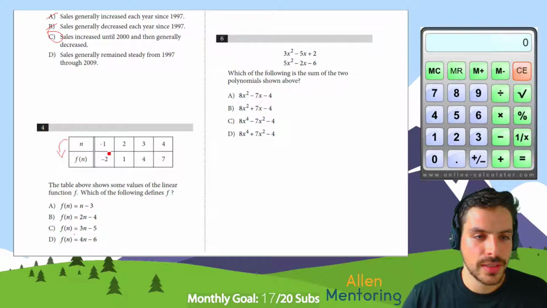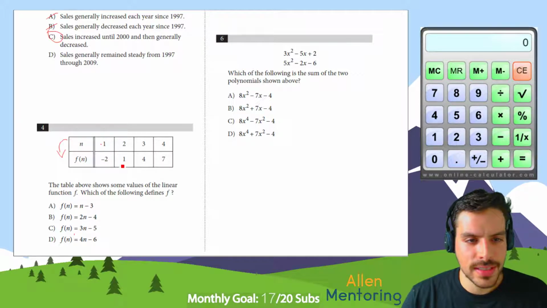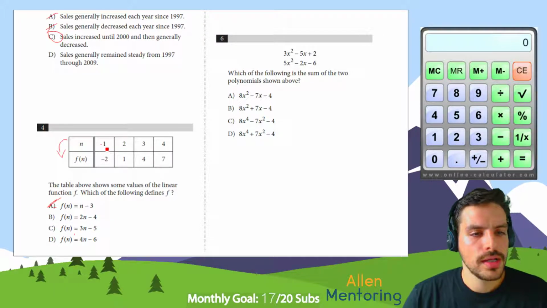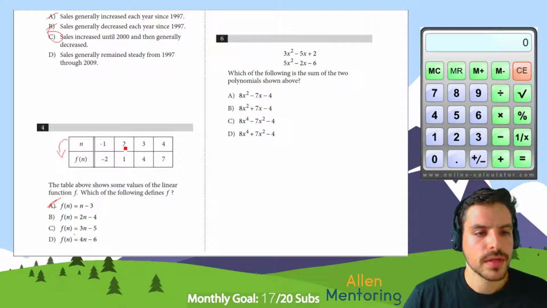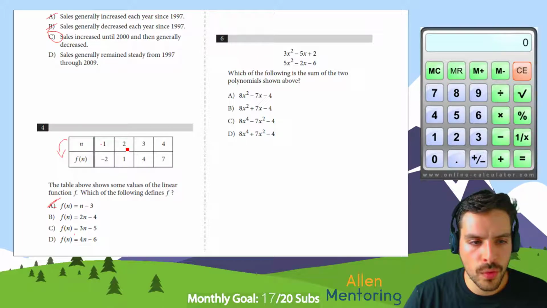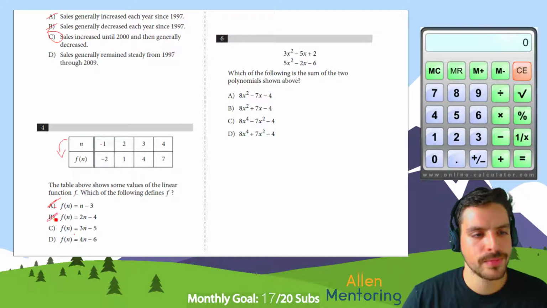So n minus 3, let's see. 1 minus 3 is negative 2. 2 minus 3 is not 1, so that is out of here. 2n minus 4. So 2 times 1 is 2, minus 4 is negative 2. That looks good. 2 times 2 is 4, minus 4 is not 1, right? That would be 0, so that's out.